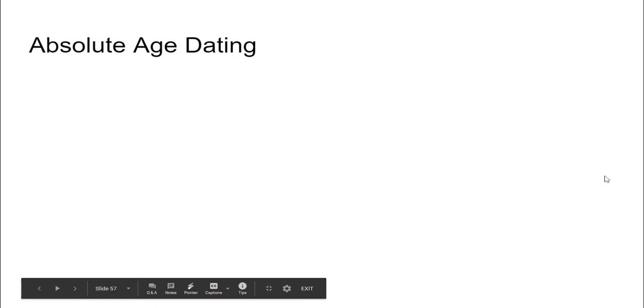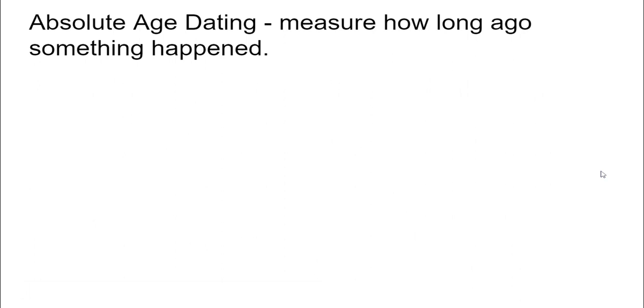Starting off with absolute age dating, this is different than relative age dating. Relative age dating, you're putting things in order. Absolute age dating, you're going to find out how many years ago something happened. So you're actually measuring how long ago something happened using chemical processes.